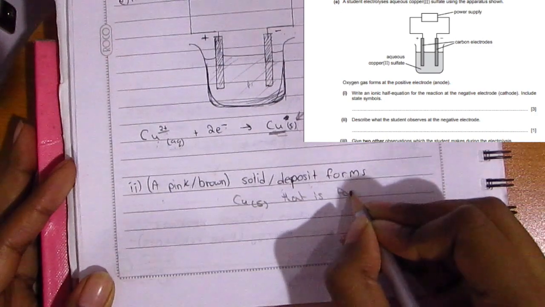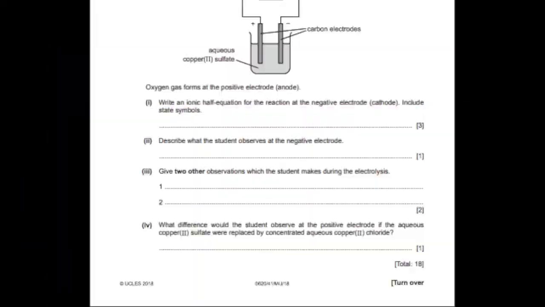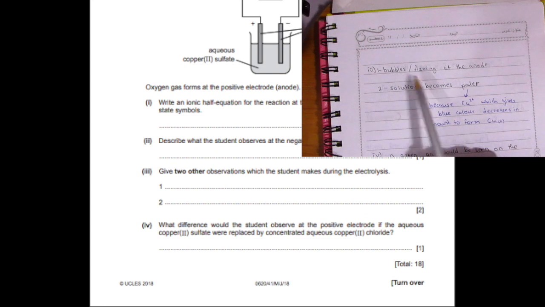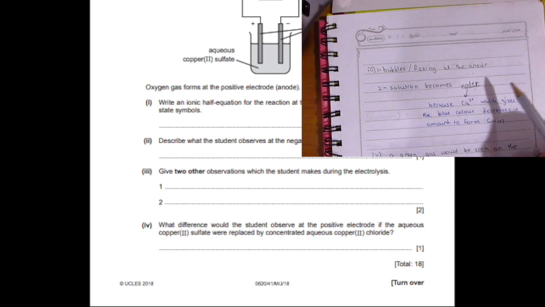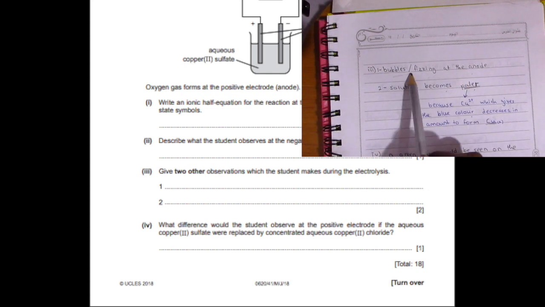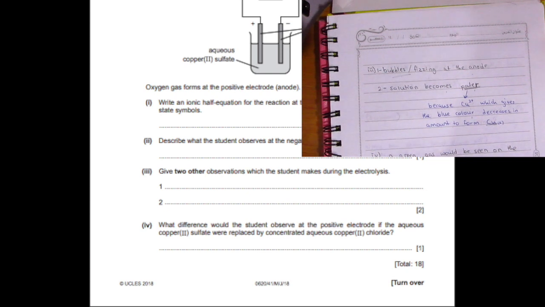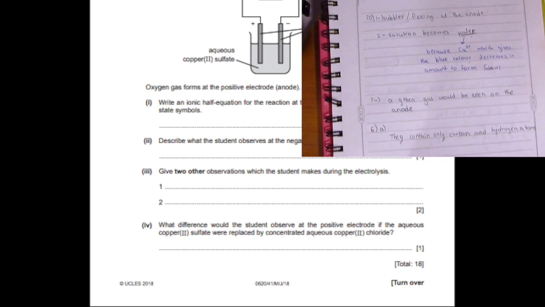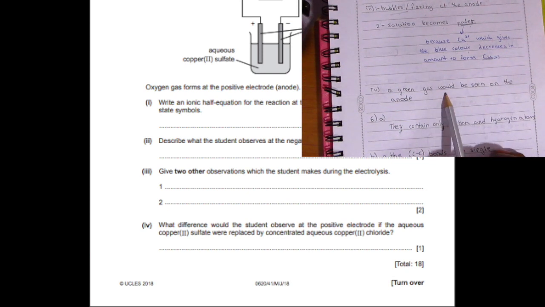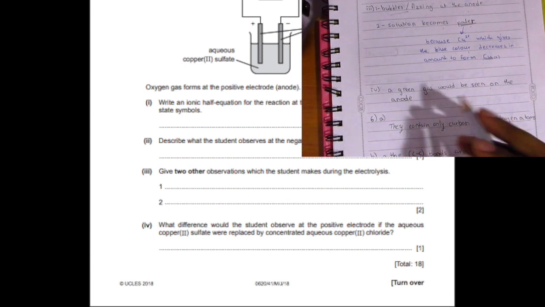One would be the bubbles forming at the anode, which is the positive electrode. When you have an electrolyte of a sulfate in it, basically like the copper(II) sulfate here, the sulfate never escapes. Oxygen is what escapes instead, so that is the bubbles that you see. And also the solution becomes paler. That's because the copper ion is the one that gives that blue color, right? But it decreases because it's forming the copper solid. So that means if there's less of that copper ion, the blue color is going to start becoming paler.